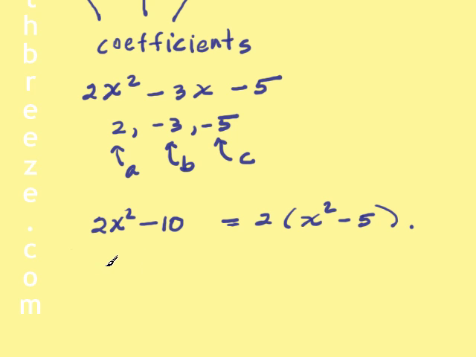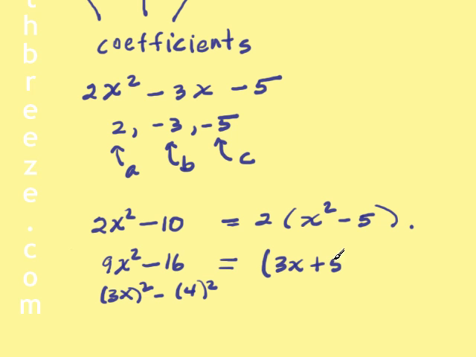Or let's look at this example. Let's say we have 9x squared minus 16. Well, this is a difference of two squares, so we can factor this. This is actually (3x) squared minus 4 squared, so we can factor this as 3x plus 4, sorry, 3x plus 4, 3x minus 4.